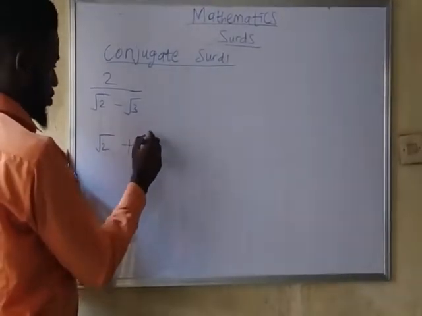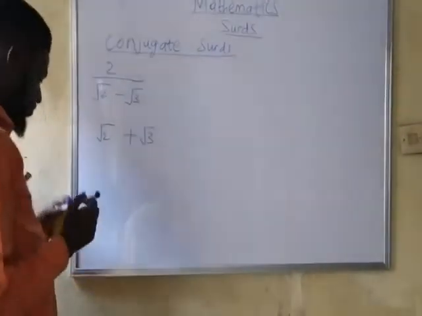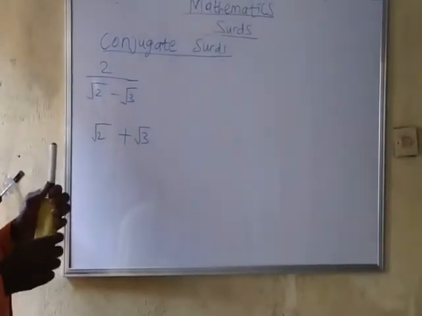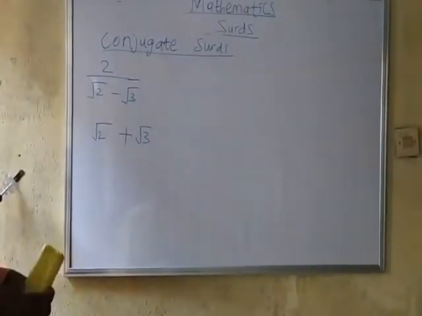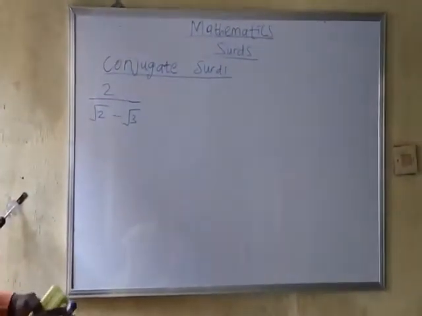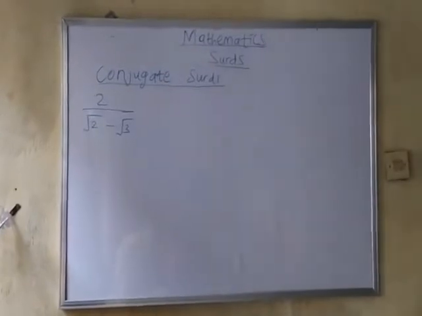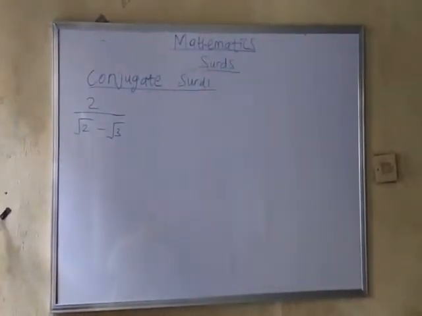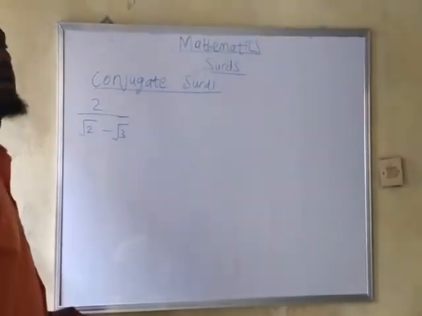Like I said, we don't really like surds being in the denominator, so we often try to carry it to the numerator. So if we have this, we have to multiply both up and down by the conjugate. And remember what we said, when you multiply up and down by the same thing, they cancel out.